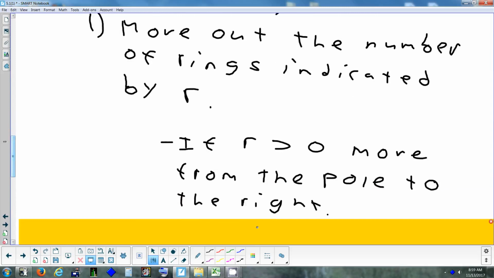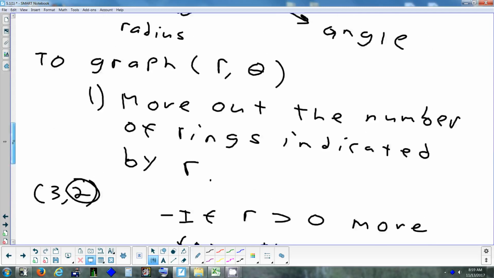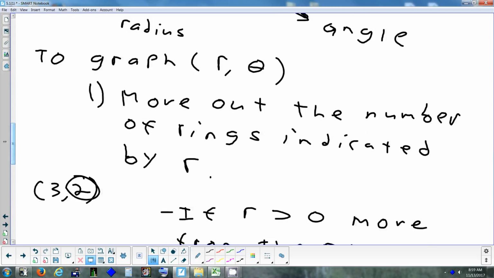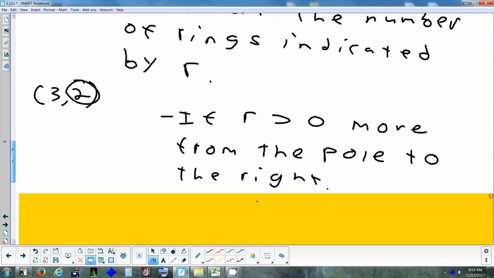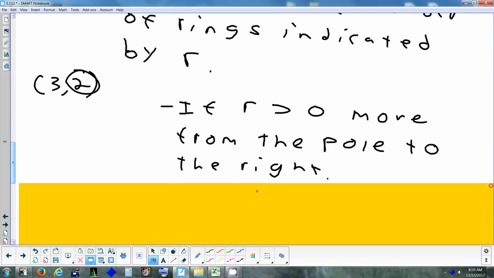Now, that's not the final answer. Just like when you're graphing a coordinate like this, you start by going 3 to the right, but that's not the answer. You still have to take into account the second number. You're still going to go up 2 in that case. So after you move for r, we still have to take into account theta. You still got to deal with the angle. We'll deal with that after. So if r is positive, you start by moving to the right.